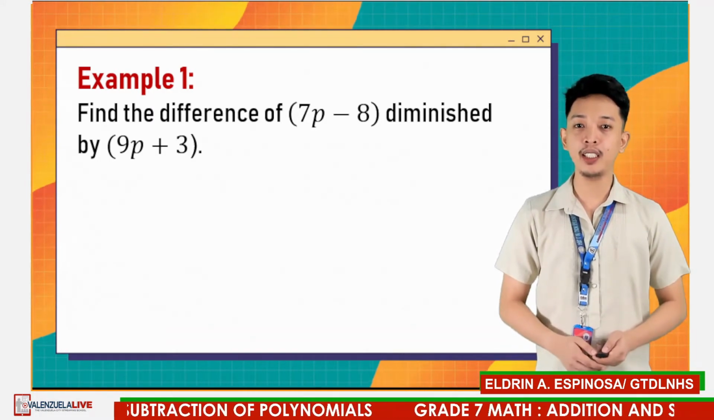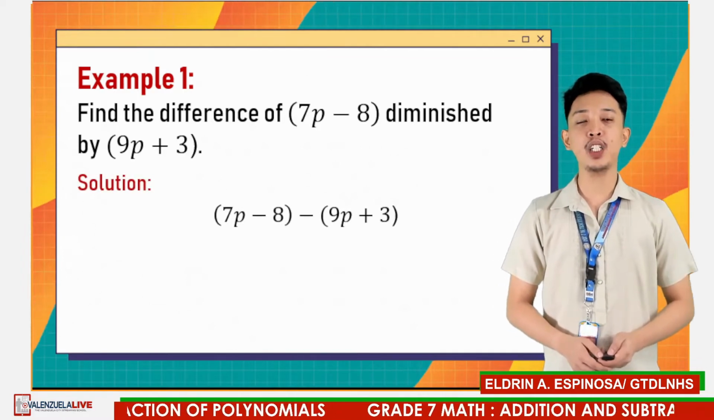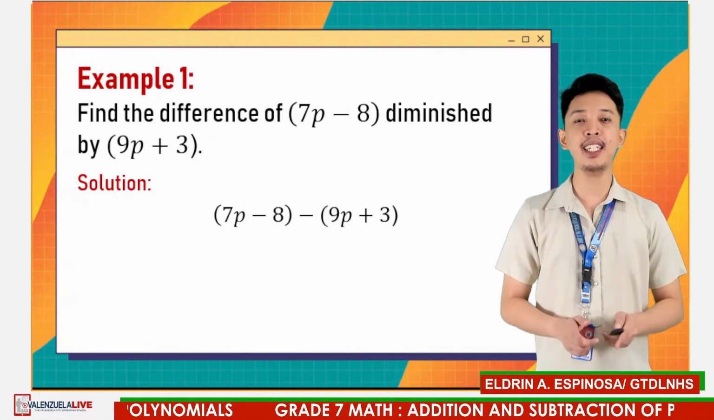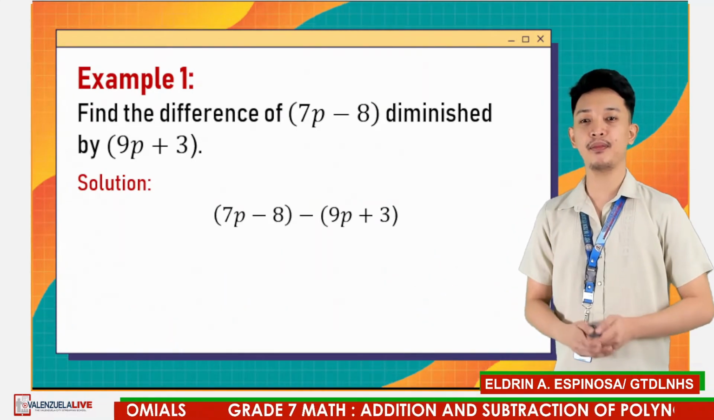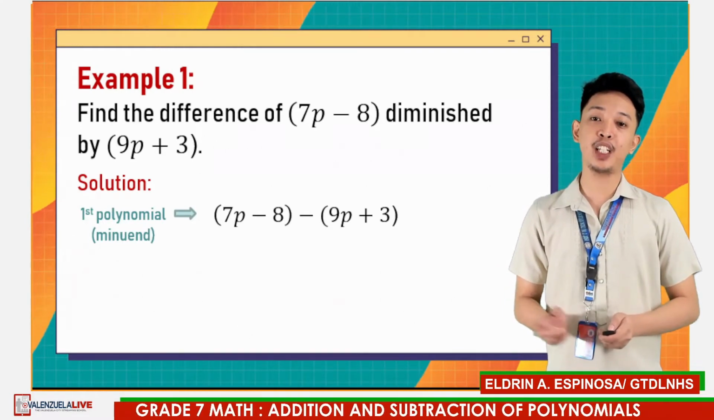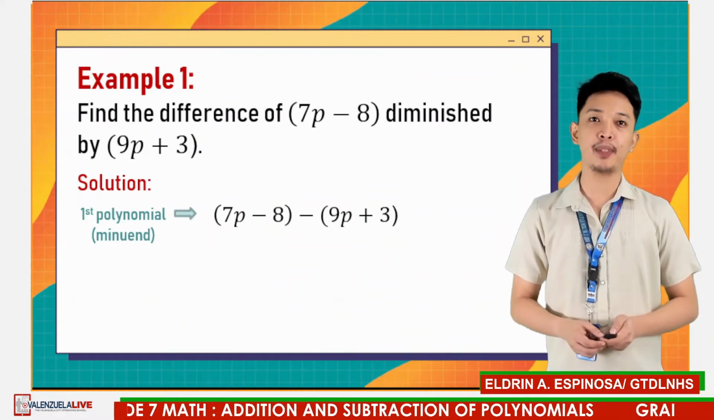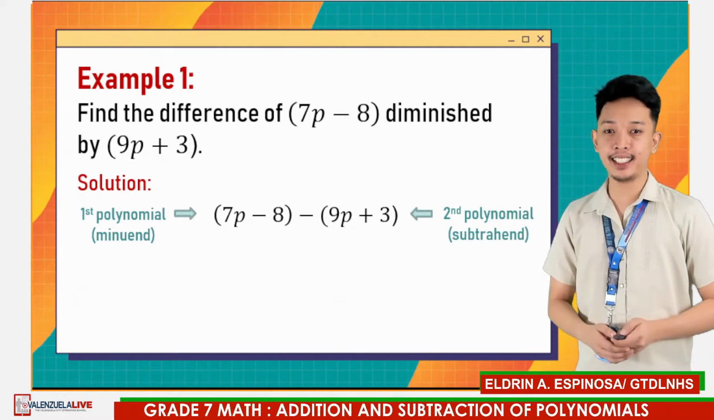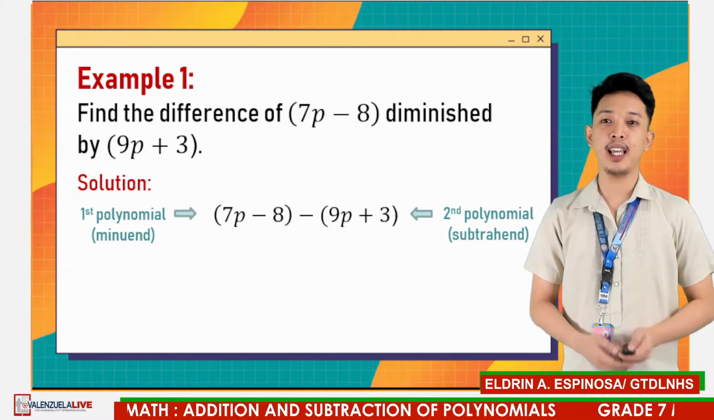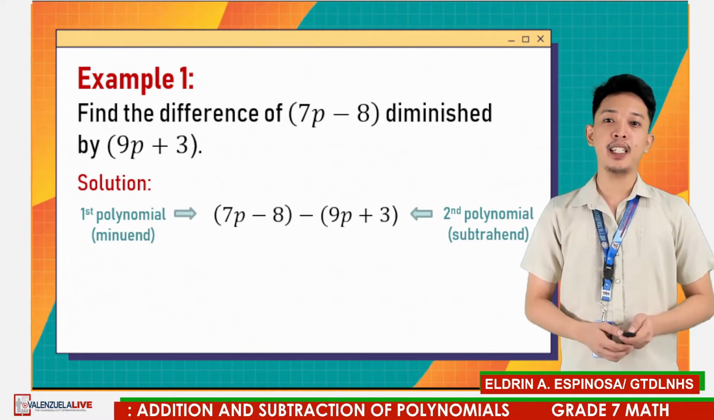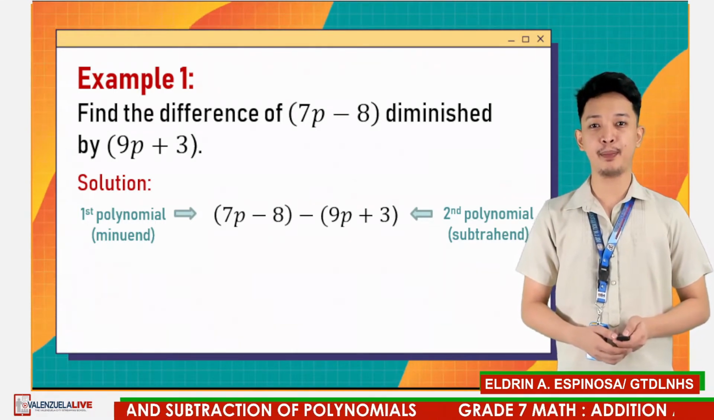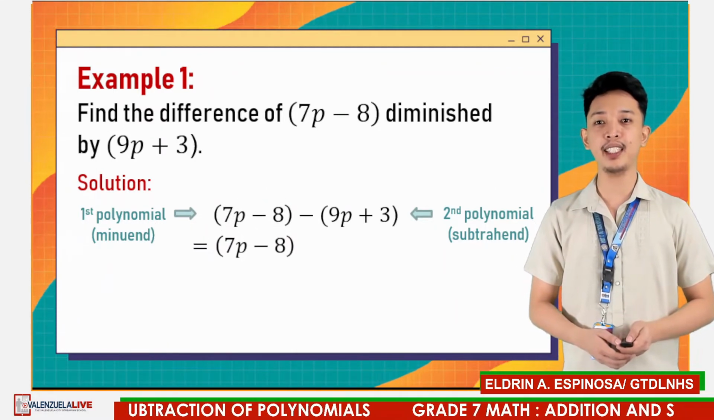To solve this one, we will have the quantity of 7p minus 8 minus the quantity of 9p plus 3. 7p minus 8 is the minuend or the first polynomial. 9p plus 3 is the subtrahend or the second polynomial. Applying the following steps in subtracting polynomials, first, keep the minuend, just copy 7p minus 8.